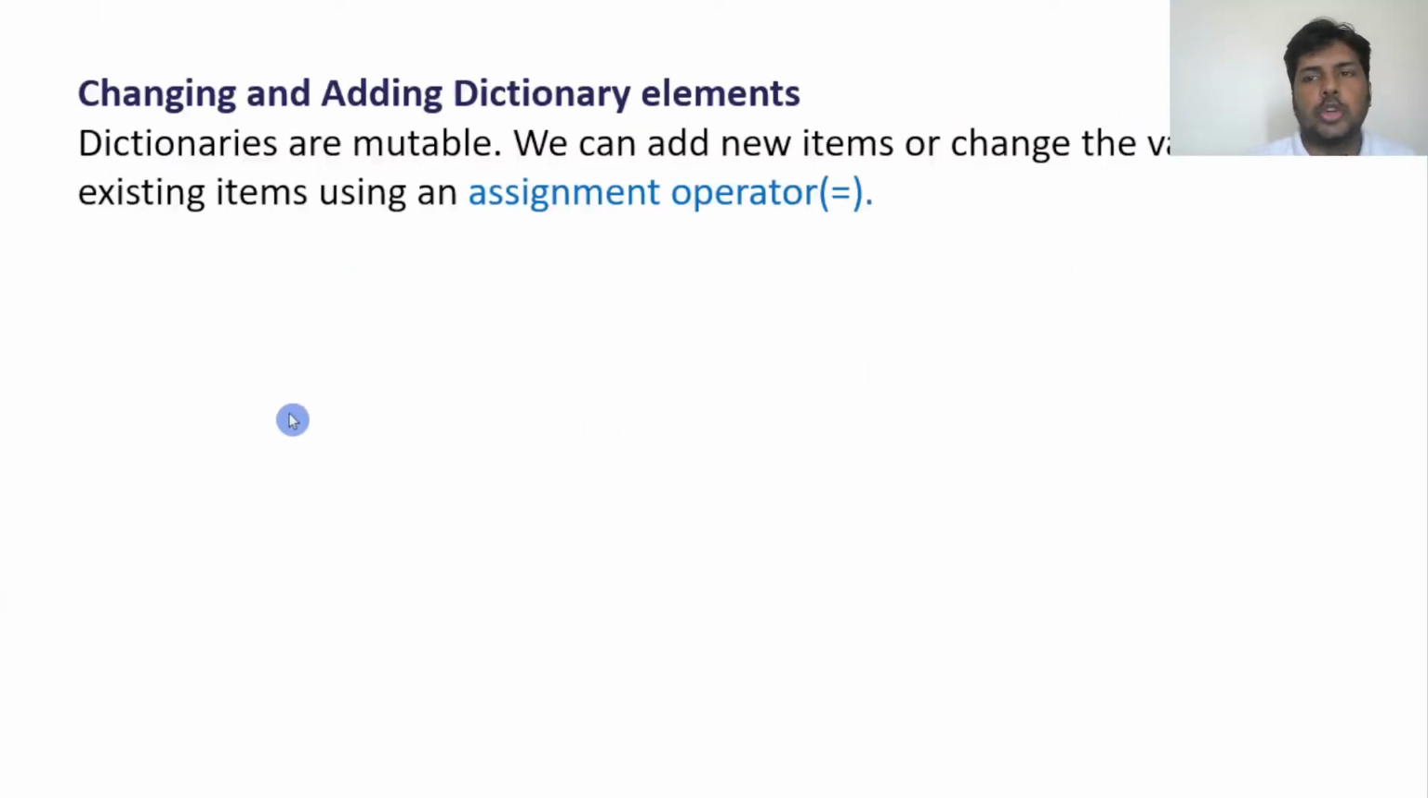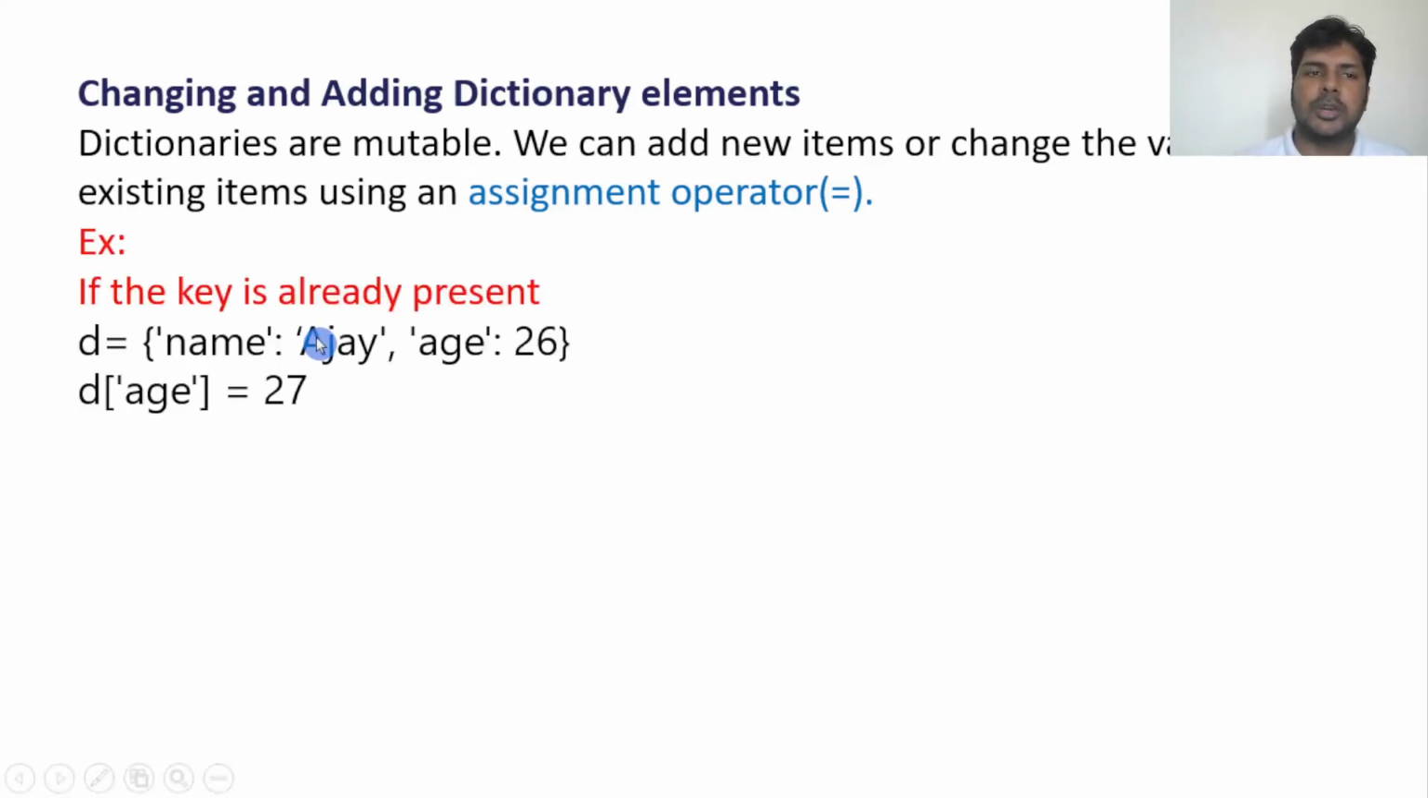Now, coming back to our topic, let us see how we can change and add dictionary elements. Changing is nothing but updating, right? So to change and add elements, we use the assignment operator. Let us see how we can use the assignment operator to change or add an element. Suppose you already have a key and you want to update it. Let us see a small example.